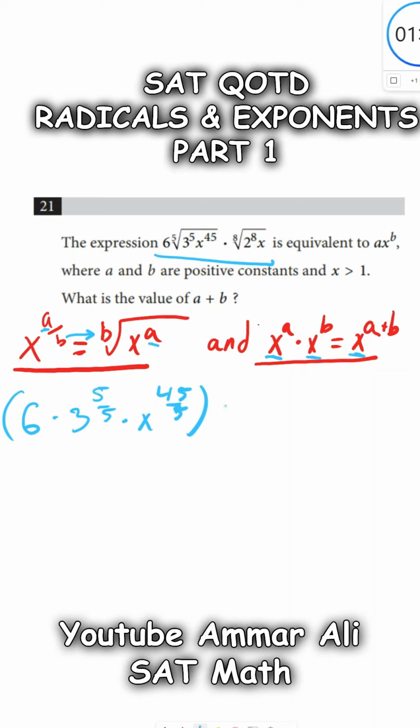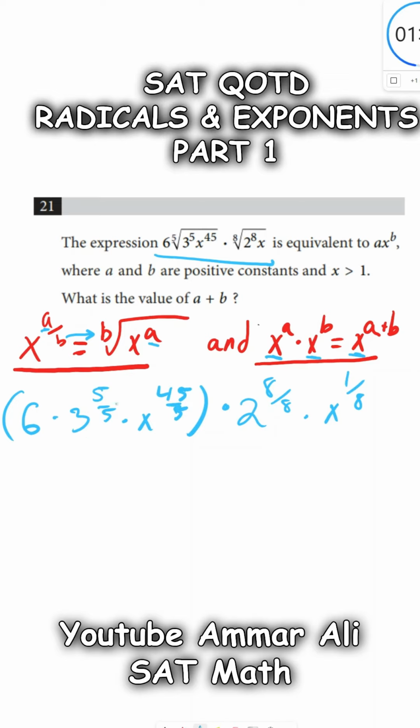And then we're going to continue rewriting our other term. This is in the eighth root. So again, this is going to be 2 to the 8 over 8 power times x to the 1 over 8 power. How did I get that one? Well, it's implied that whenever you have a number by itself, it's to the 1 power. Okay, now we can simplify.